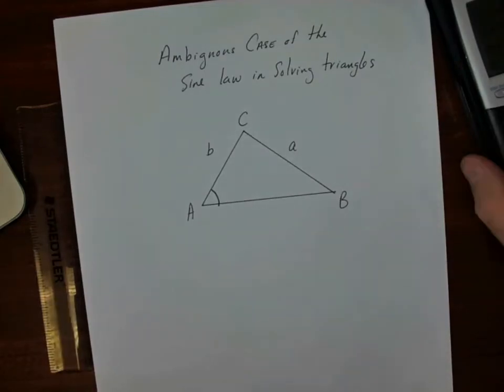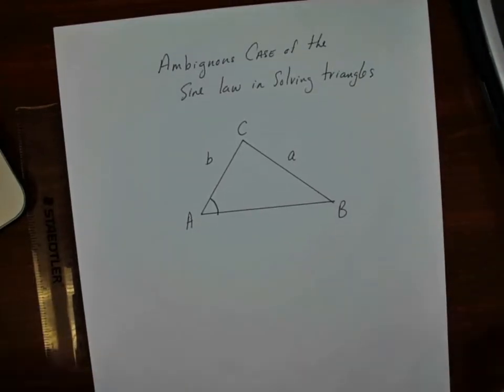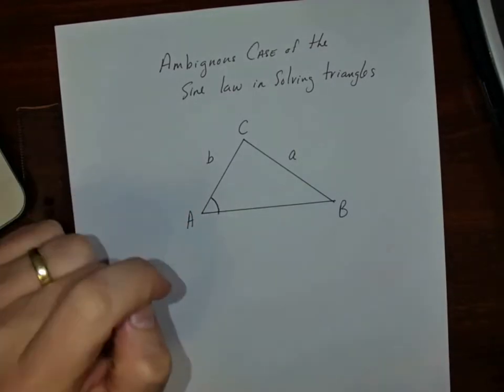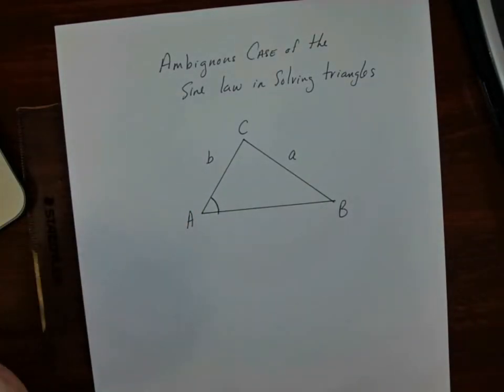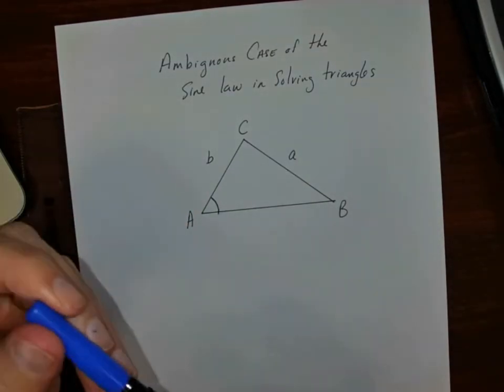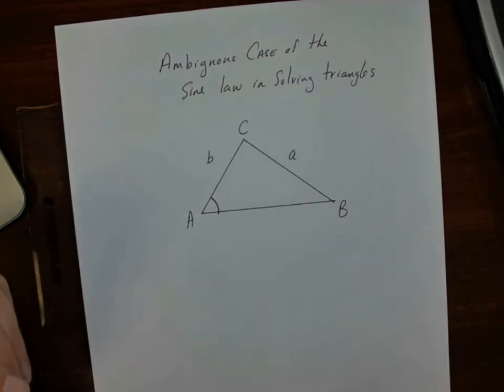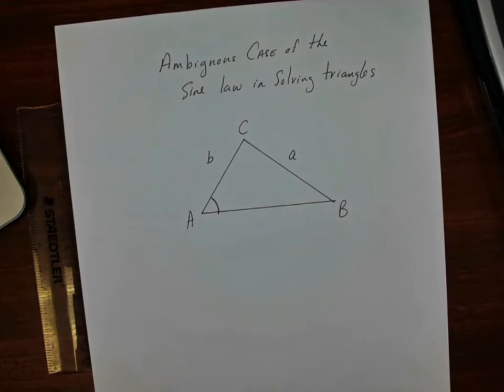Hello, ladies and gentlemen, and right now we're going to talk about the ambiguous case of the sine law in solving triangles. Now, this situation occurs when we're given some information about a triangle. Just because you're given information about a triangle doesn't necessarily mean that the triangle exists, unfortunately.